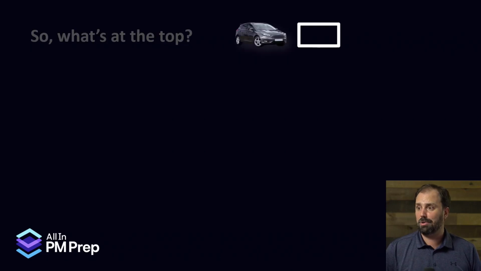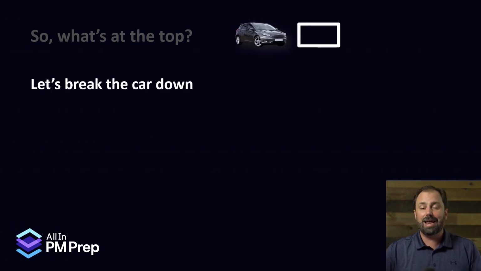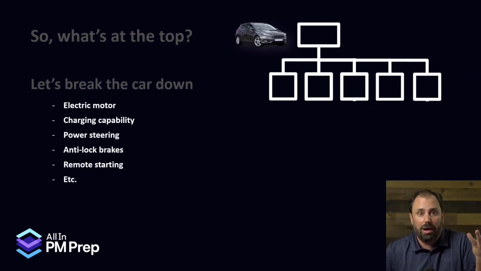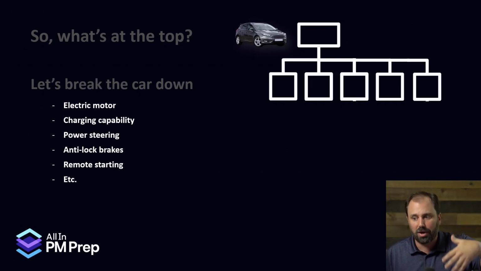So what's the top? In the car, it's the car. That's the end of the day. If we had a magic wand, bing, the car would be there, right? Because that's what the scope is. And let's break the car down. Let's think about what goes into a car. And we already started talking about it. You didn't even know it, right? We said the electric motor, the charging capability, the power steering, the anti-lock brakes, remote starting, the et cetera, et cetera, et cetera.